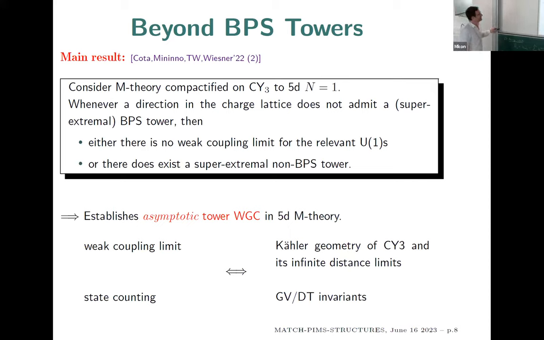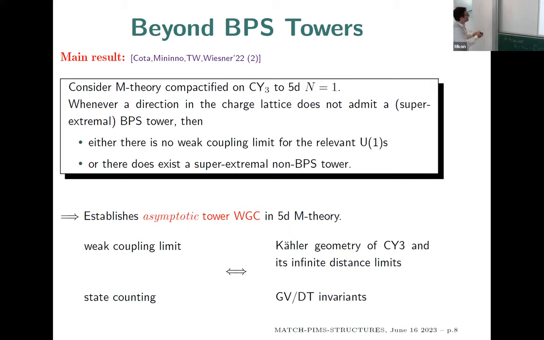We strongly believe that this means that the weak gravity conjecture is not even necessary to hold, but this is a different story. But the fact is that whenever there is no BPS tower at all, either there is a non-BPS tower, which we identify explicitly in full generality, or one cannot take a decoupling limit, meaning that the gauge group is always strongly coupled. Its coupling is always at Planck scale. So it is debatable if the original argument leading to the weak gravity conjecture holds at all.